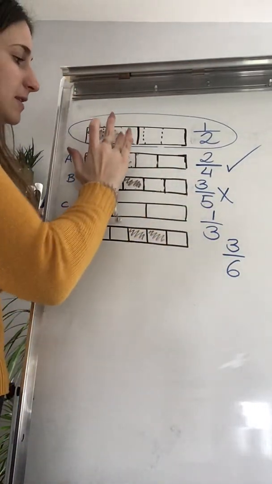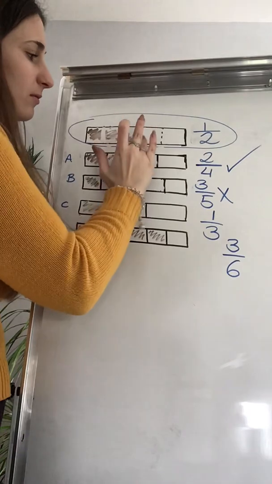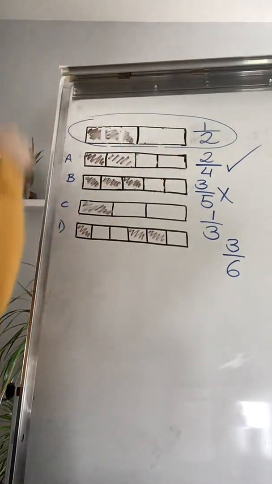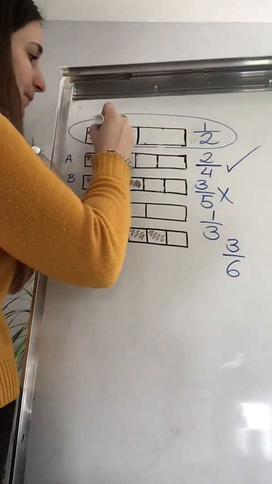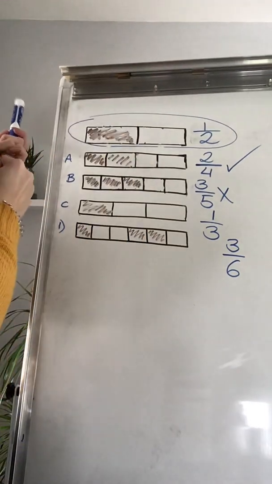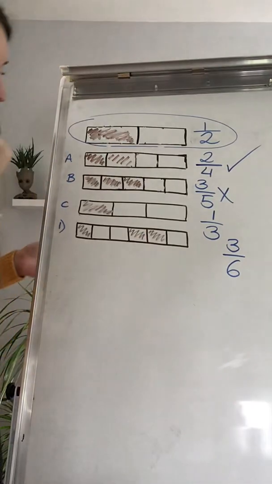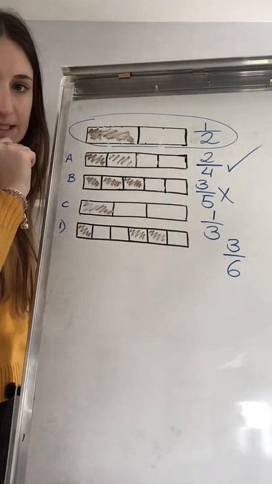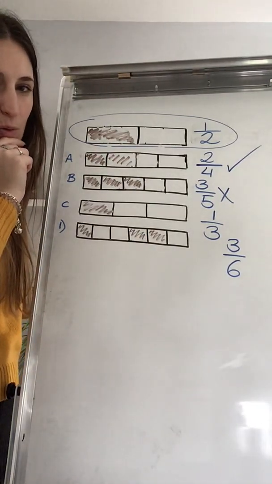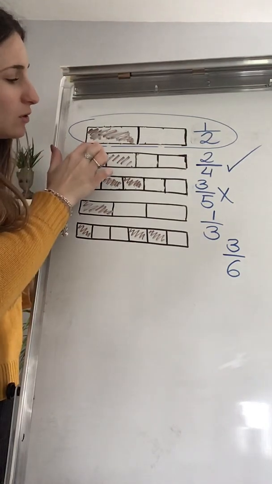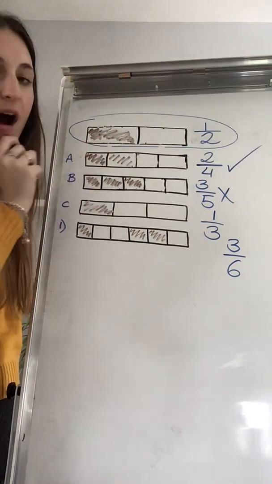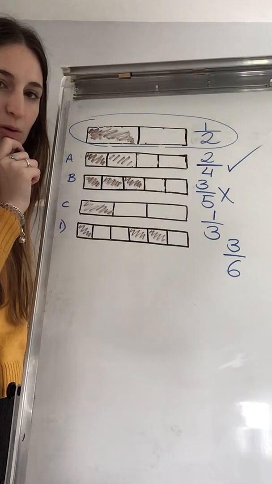So 3/5 is not equal. It's going to get rid of them. Let's go now for C. I have C and I have 1, 2 and 3 equal parts. What can you see straight away? What is going to happen if I break my 1/2 into 3 equal parts?